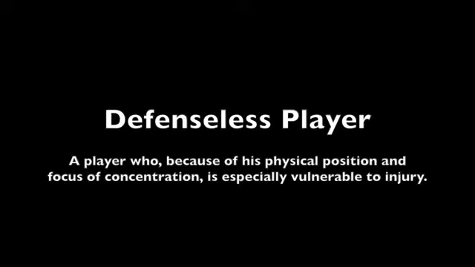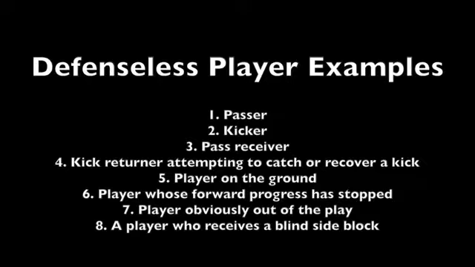It does not, however, create any additional fouls that were not already in the rulebook. Therefore, it is not illegal to hit a defenseless player, but it is illegal to hit a defenseless player in an otherwise illegal manner. Examples of defenseless players include a passer, kicker, pass receiver, a kick returner attempting to catch a kick, any player who is on the ground, a player whose forward progress has been stopped, a player obviously out of the play, and a player who receives a blindside block. We as officials need to make sure that we place an increased focus on defenseless players and protect them from illegal hits.